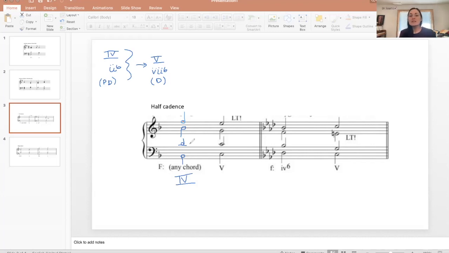Now, there is a special kind of half cadence that's called the Phrygian half cadence. Let's see if I can type that in here. Phrygian half.